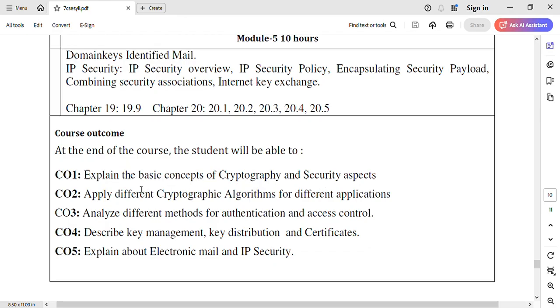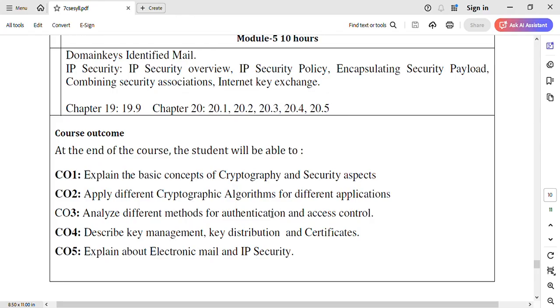The first course outcome is to explain the basic concepts of cryptography and security aspects. So what are the basic concepts? Encryption is nothing but what, decryption is nothing but what, and the security aspects involved in the subject. And then apply different cryptographic algorithms for different applications. We will study several cryptographic algorithms, within that RSA or maybe Diffie-Hellman or some of the substitution techniques. So we are going to apply different cryptographic algorithms for different applications in a better way.